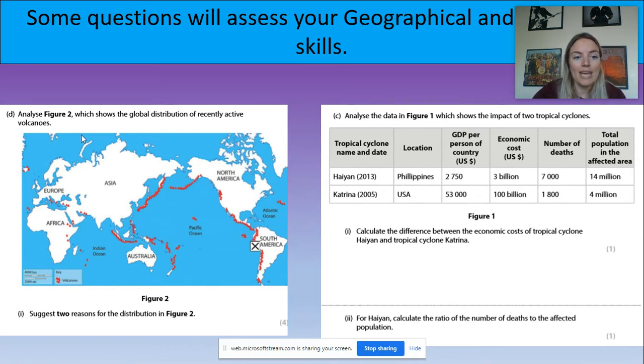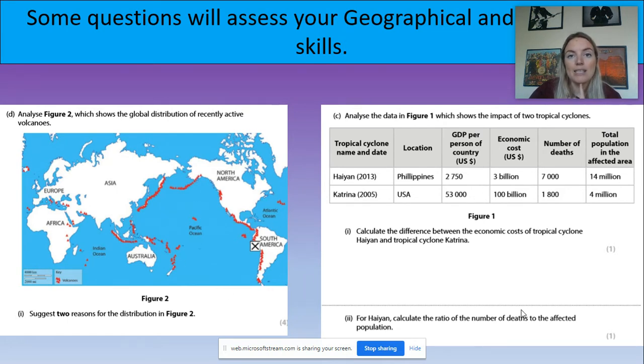Now, the example that we've got here, we've got a world map and it shows the global distribution of recently active volcanoes, and it asks you to suggest 2 reasons for the distribution. So using this map, you have to tell me where they are, you need to tell me why they're there, and you need to refer to specific locations. And you can see it's quite a big mark question. It's a 4-marker. So your skills are very, very important.